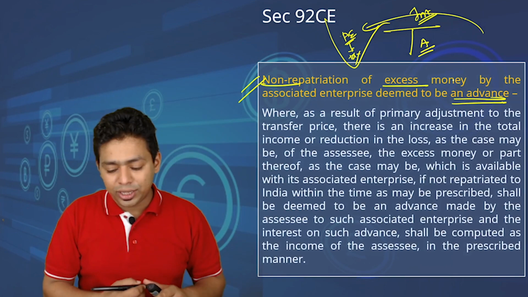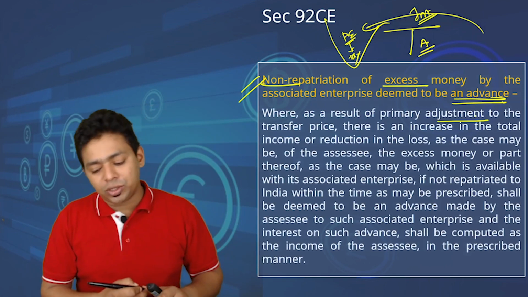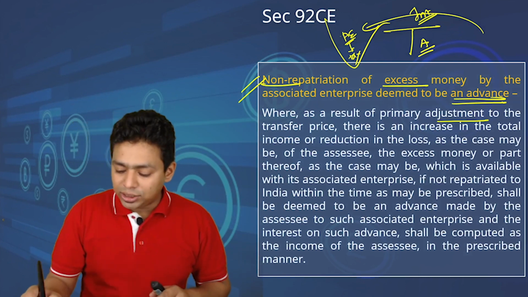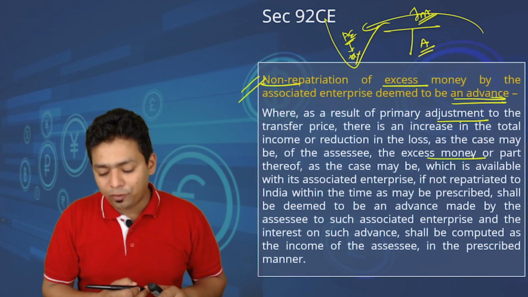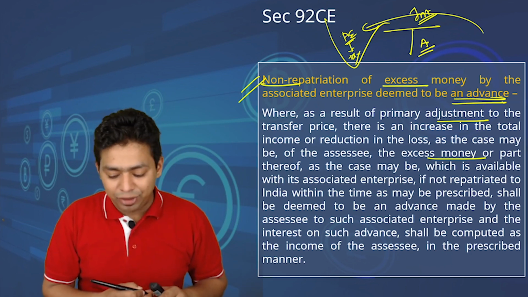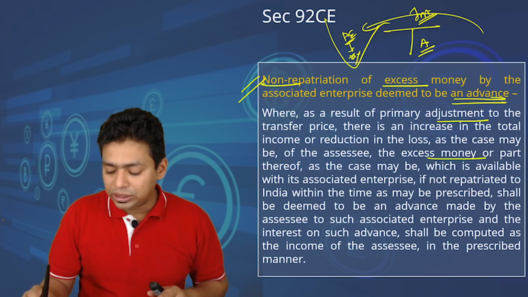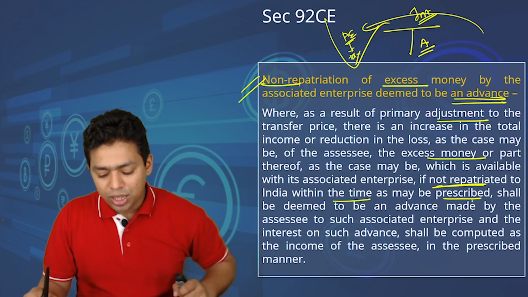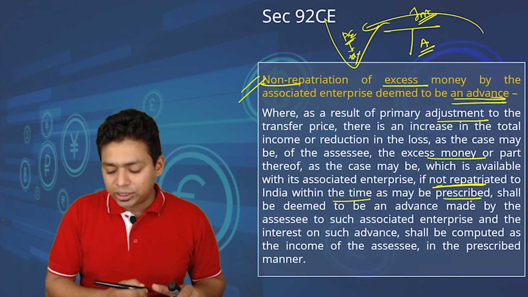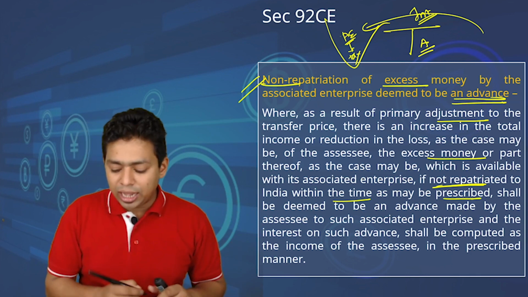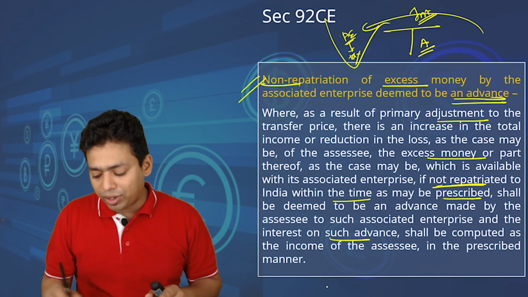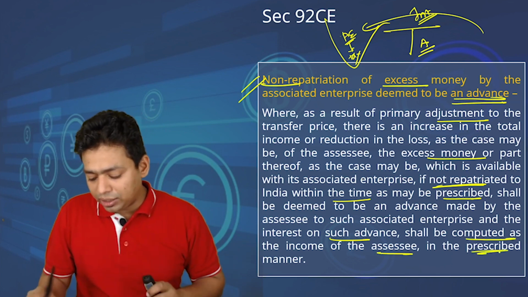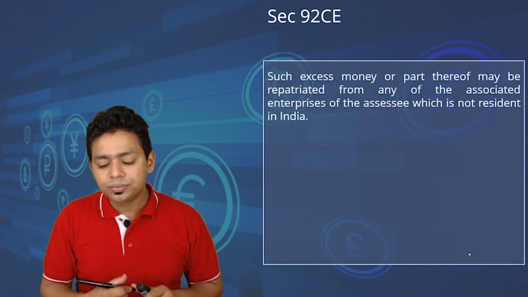Okay, look at this. Where as a result of primary adjustment to the transfer price, there is an increase in total income or reduction in the loss, as the case may be, the excess money or part thereof, as the case may be, which is available with its associate enterprises, if not repatriated to India within the time as may be prescribed, that is 90 days, shall be deemed to be an advance made by the assessee to such associate enterprises, and the interest on such advance shall be computed as the income of the assessee in the prescribed manner. So we will see those rules.